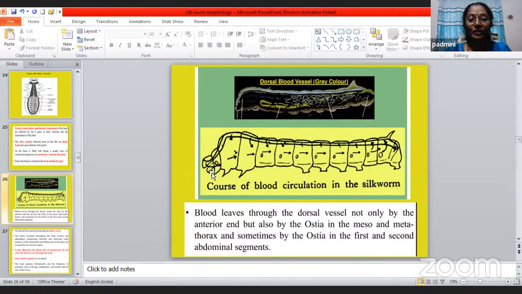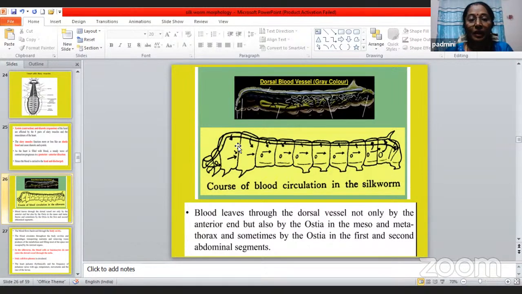And in this picture, you can see the course of blood. The blood comes out through the ostia and also through the aorta into the body segments, and from the body segments the blood moves towards the posterior side, and then the blood is taken up in the abdominal segments. So here the blood leaves through the dorsal vessel, not only by the anterior end but also by the ostia.